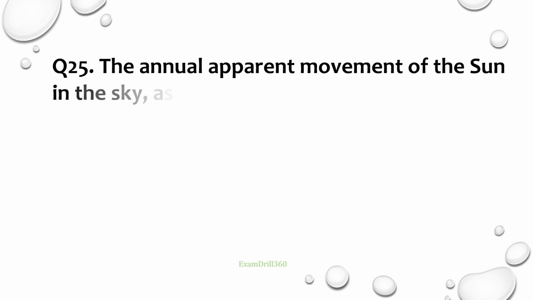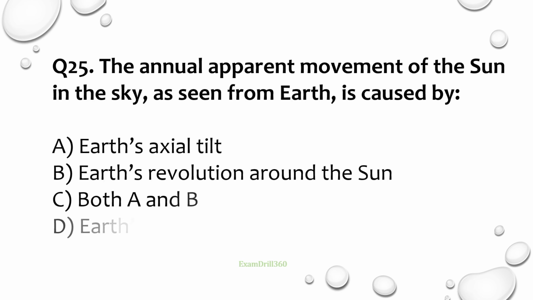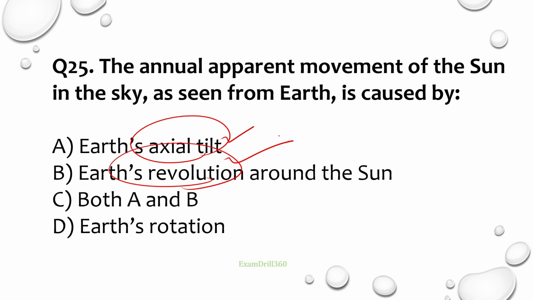Next. Question number 25. The annual apparent movement of the sun in the sky as seen from Earth is caused by what? This is also discussed already. Axial tilt is a reason and revolution is also a reason. The answer will be both A and B.